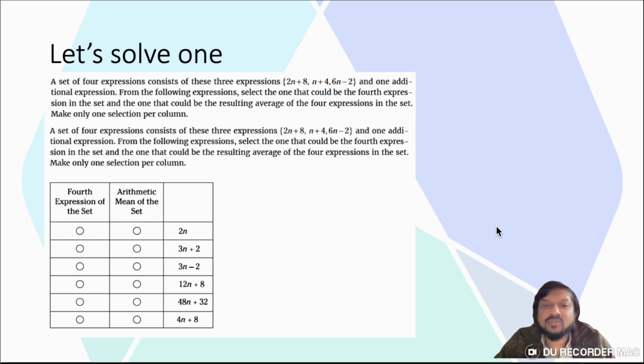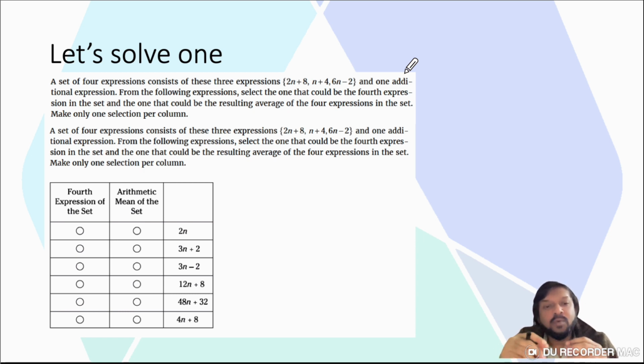Now, if you have read through the question already, you will see for yourself what they are talking about is they have given a set of 3 expressions, 2n plus 8, n plus 4 and 6n minus 2. Okay. And they are talking about one additional expression which is not there in this set. So there are total 4 algebraic expressions, out of which 3 have been given already in the descriptive paragraph. We will be talking about the 4th.